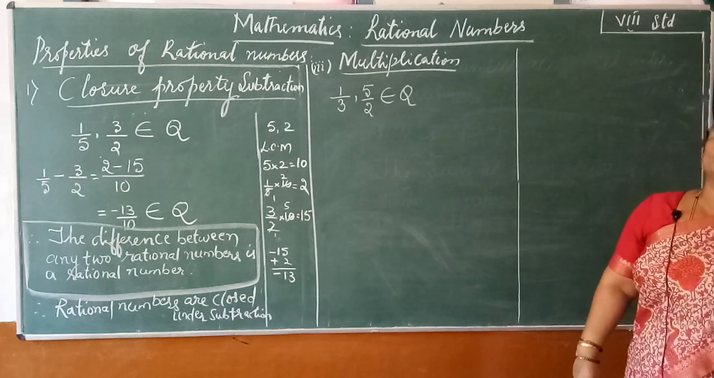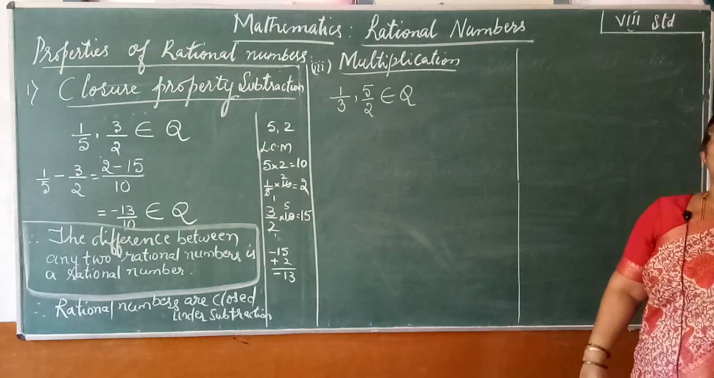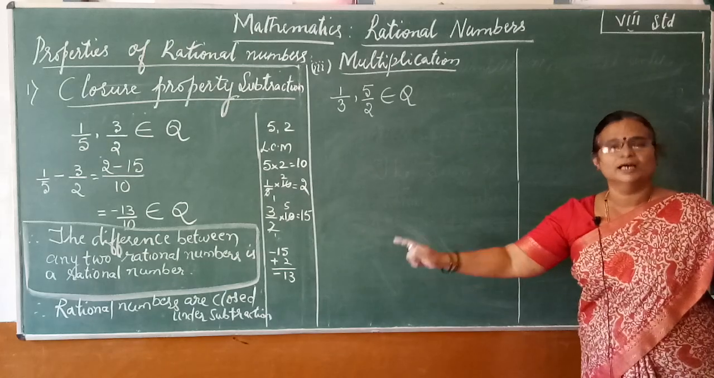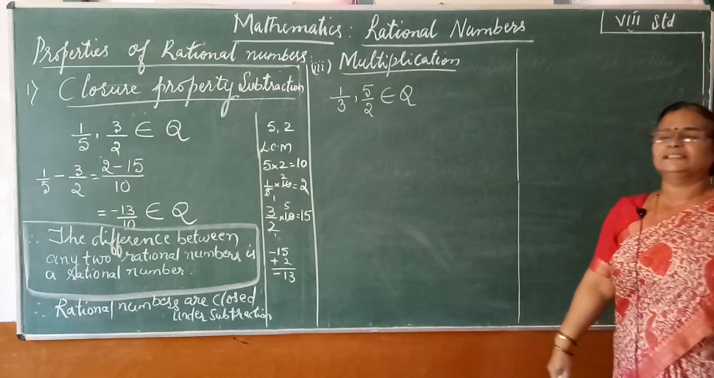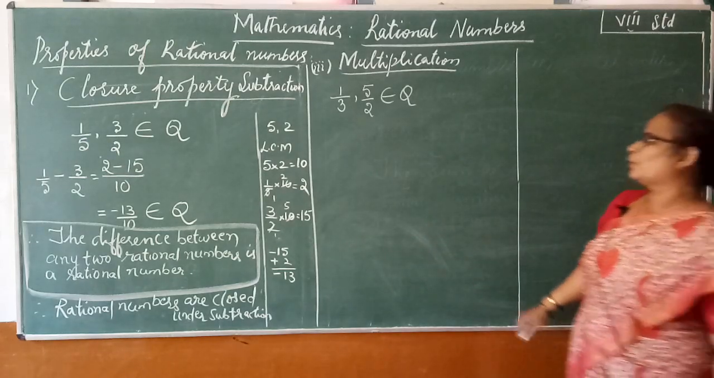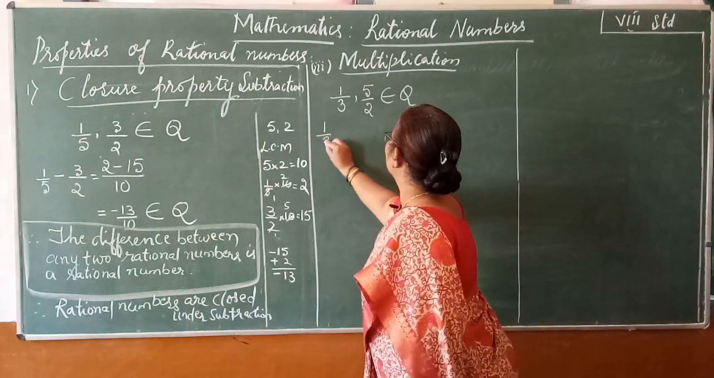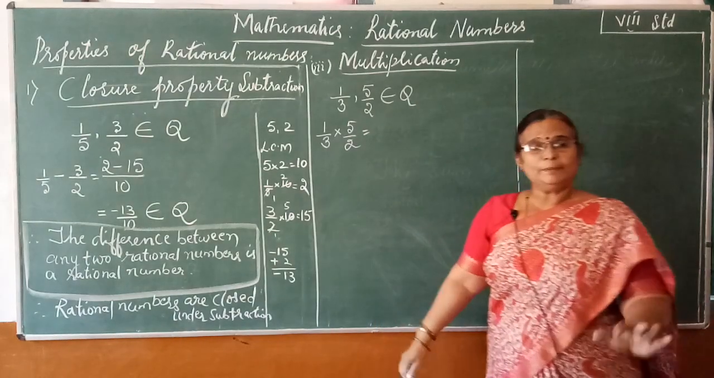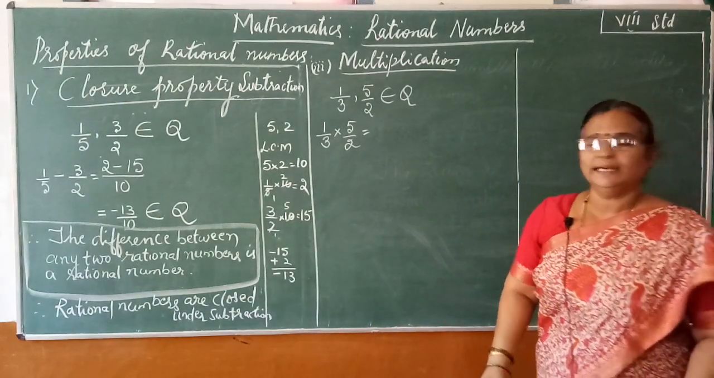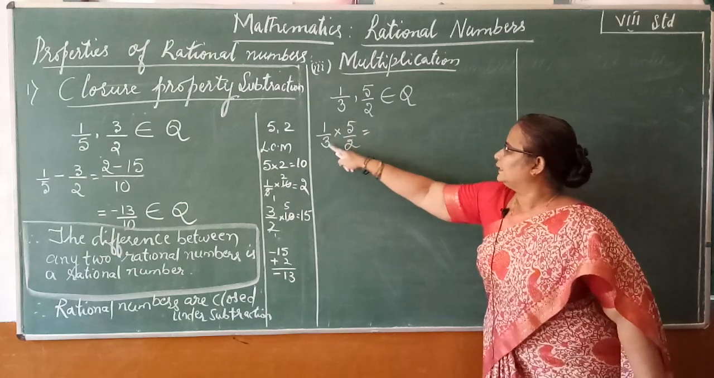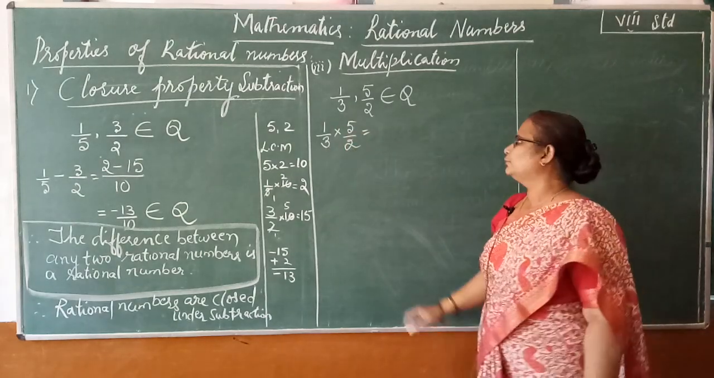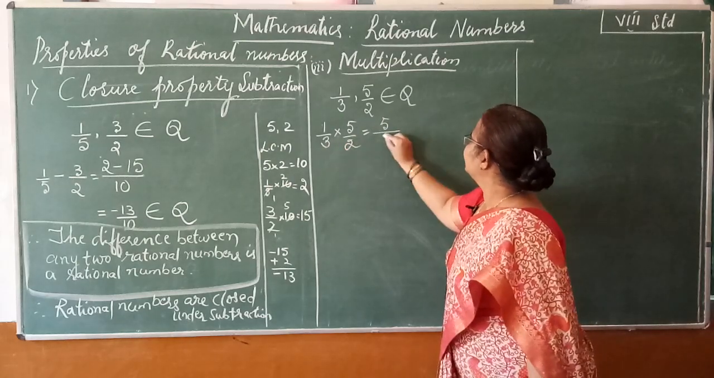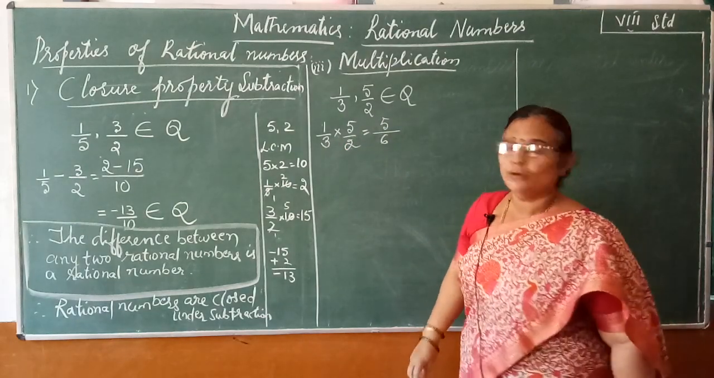The product of any two rational number, if it is a rational number, then we say that rational numbers are closed under multiplication. Closed means it satisfies closure property. Let me multiply 1 by 3 into 5 by 2. For multiplication, you need not take LCM. Directly, numerator to numerator, denominator to denominator, you have to multiply. 1 into 5 is 5. 3 into 2 is 6. This is the way of multiplying two fractions.